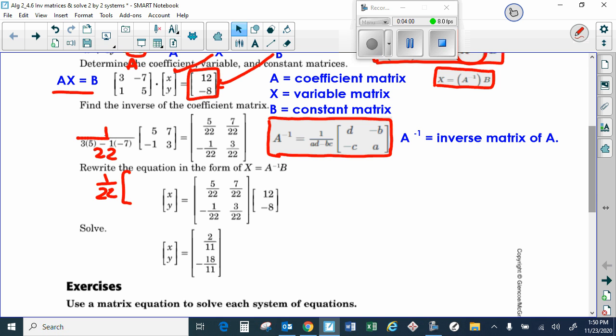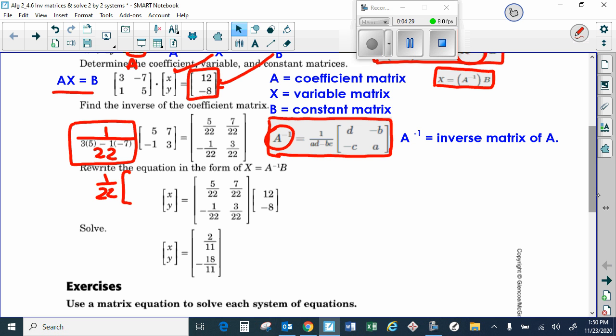So 1 over 22 times each of those. This is called scalar multiplication. I take some number on the outside and multiply it by a matrix. So I have 5 times 1/22 is 5/22. 7 times 1/22 is 7/22. Negative 1 times 1/22 is negative 1/22. And 3 times 1/22 is 3/22. So that is my A inverse. I just found A inverse.